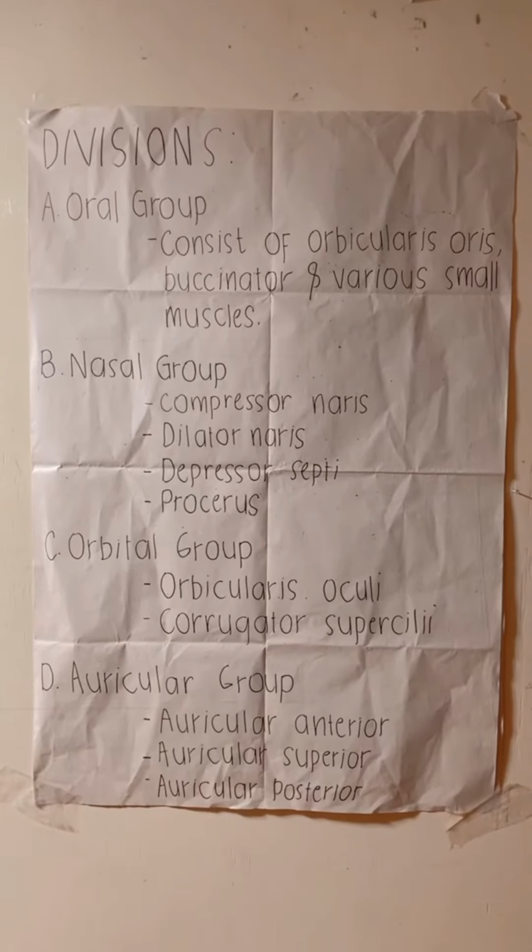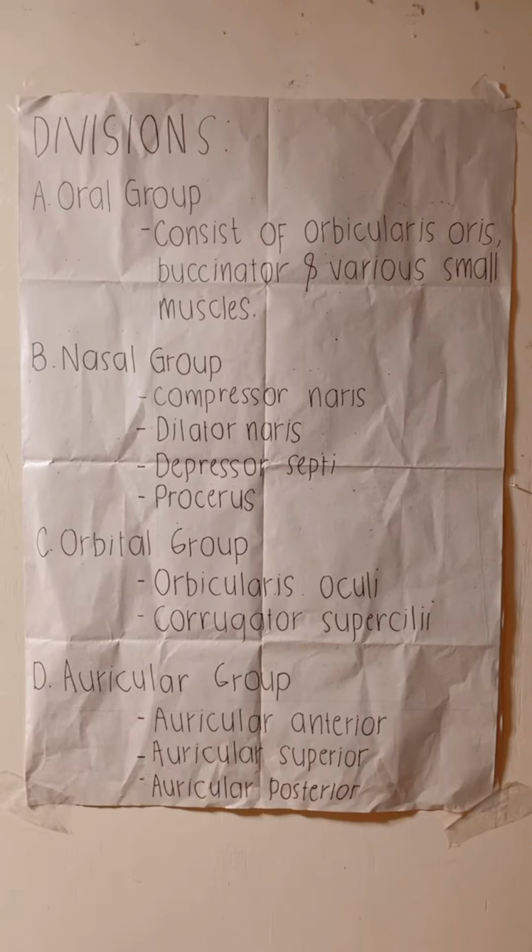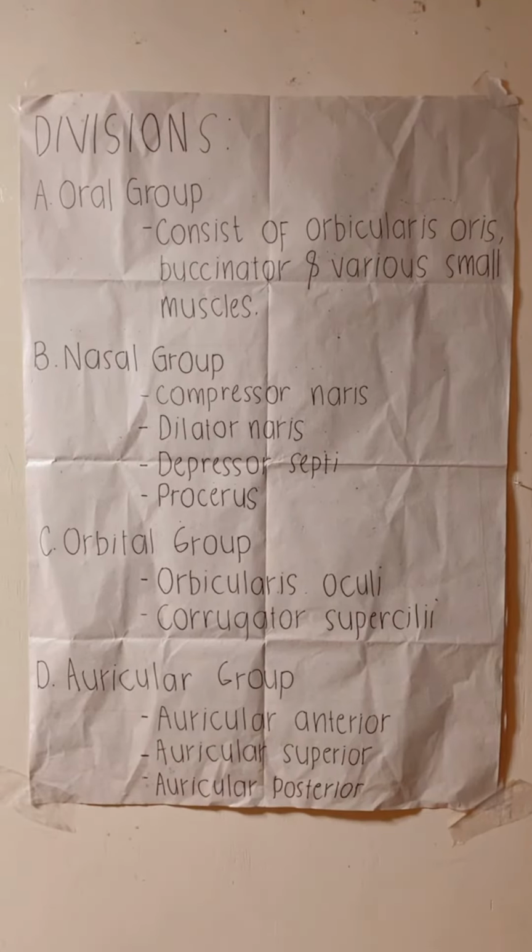Third one is the orbital group, which consists of the orbicularis oculi as well as the corrugator supercilii. The orbital group contains 2 muscles associated with the eye socket, and these muscles control the movements of the eyelids, important in protecting the cornea from damage.